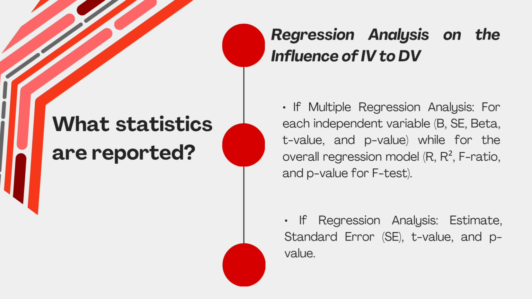For regression or linear analysis, here are the statistics reported in the result. Estimate, standard error, t-value, and p-value. Since I already discussed what is standard error, t-value, and p-value, I will only discuss what is estimate. So estimate, B or coefficient.